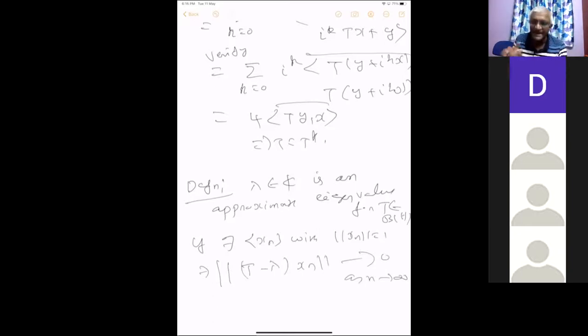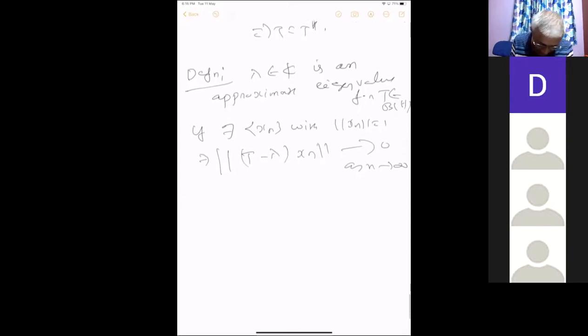This is just an approximate eigenvalue. There does not exist an eigenvector. If we have an eigenvector, then we call it an eigenvalue. But instead, we have a sequence of unit vectors which satisfies this equation. This is what is called an approximate eigenvalue.